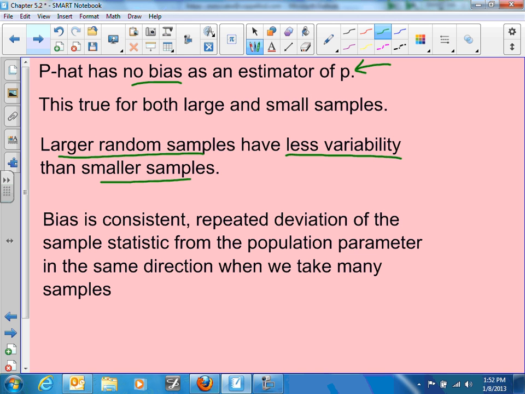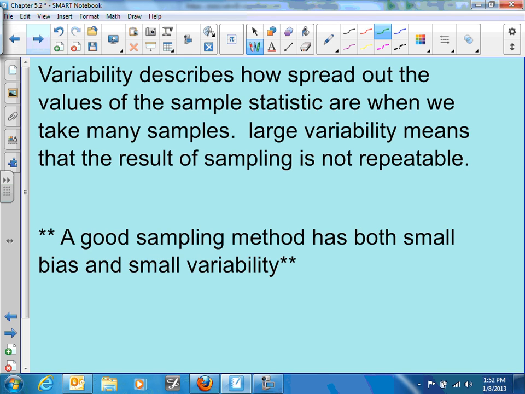Bias is consistent, repeated deviation of the sample statistic from the population parameter, that's your p, this is your p-hat, in the same direction when we take many samples. In other words, you're not going to get the same value each time, more than likely. You're going to get various amounts of p-hat. Now, variability describes how spread out the values of the sample statistic are when we take many samples. Large variability means that the result of the sampling is not repeatable. This is what you really need to know. A good sampling method has both small bias and small variability.